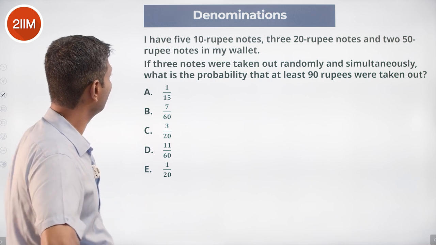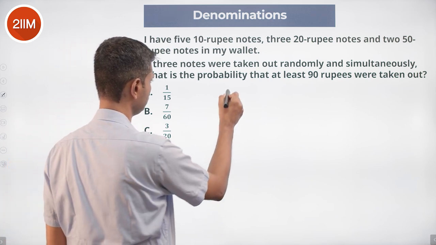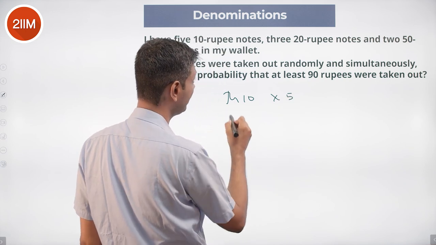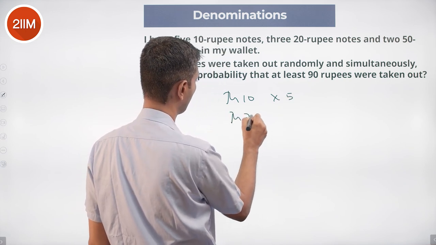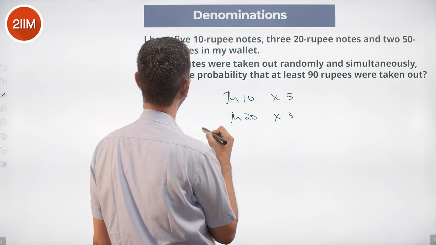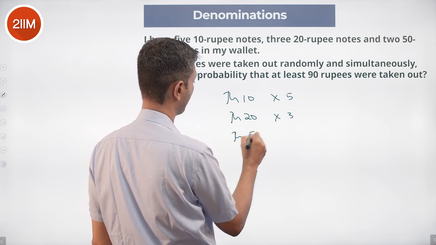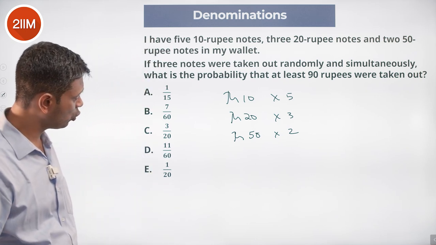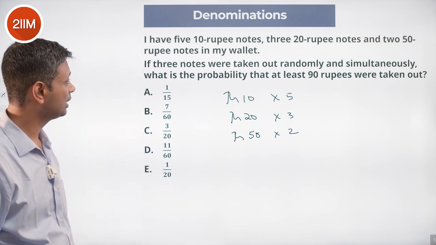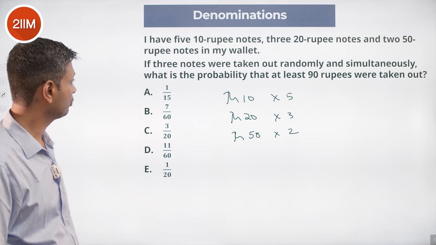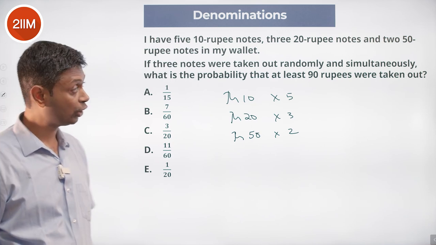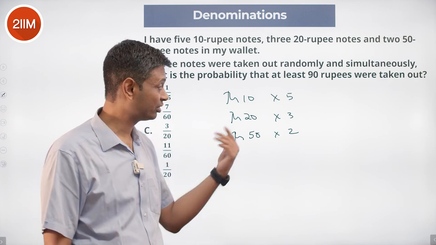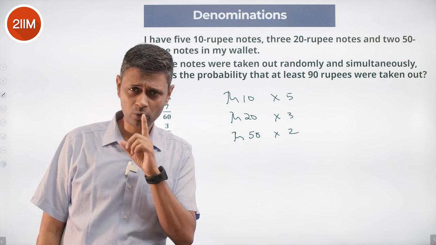And so, I have 5 10 rupee notes, 3 20 rupee notes, and 2 50 rupee notes in my wallet. If 3 notes were taken out randomly and simultaneously, what is the probability that at least 90 rupees were taken out? To start with, 3 notes are taken out from this.